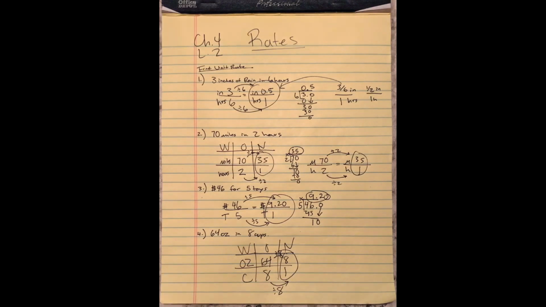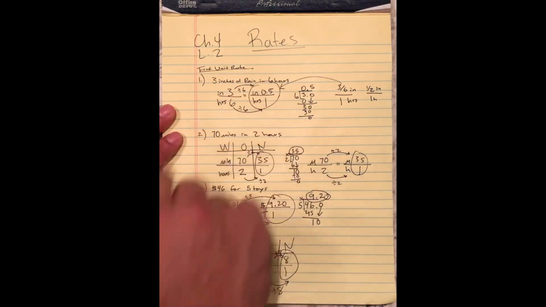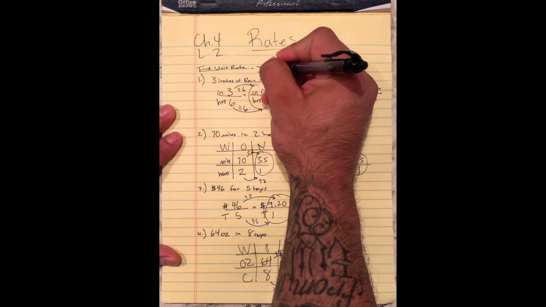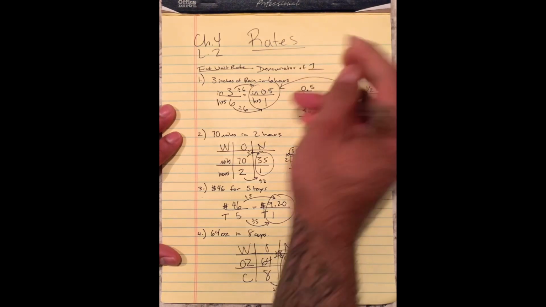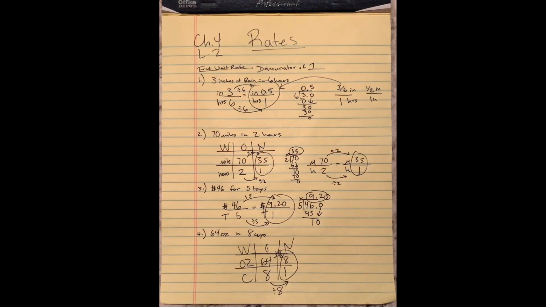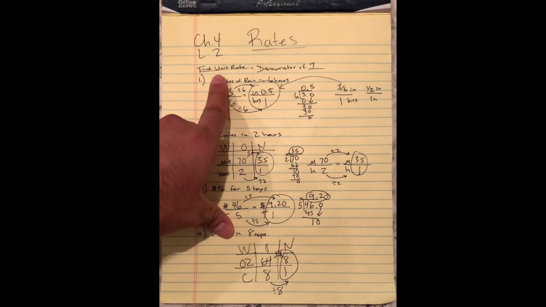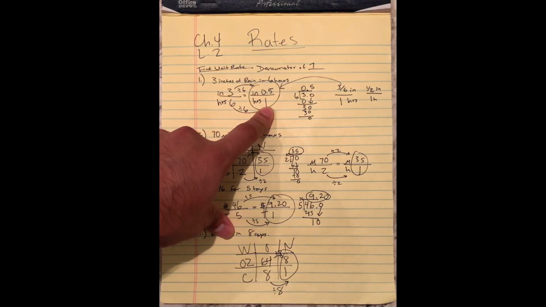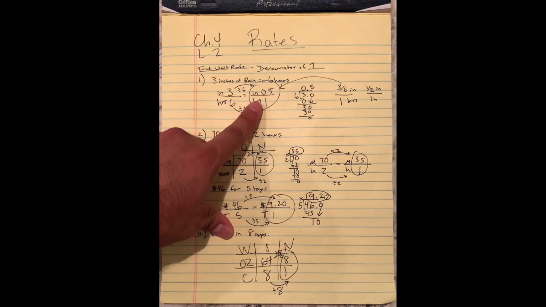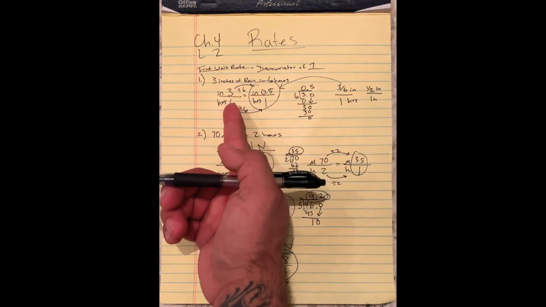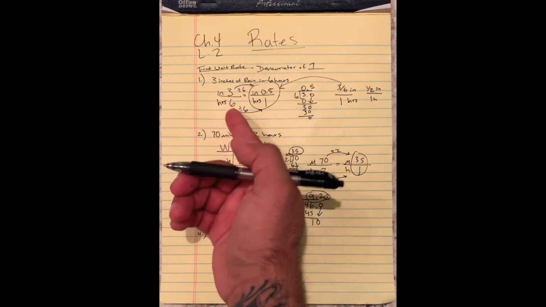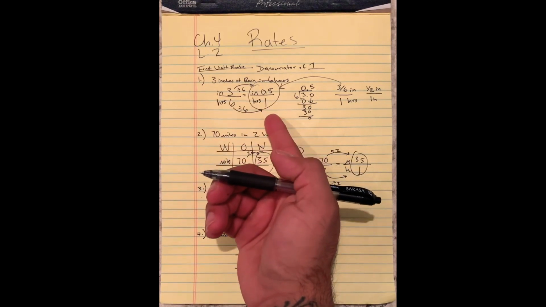And that's rates, guys. That's rates, and then we found the unit rate. Denominator of 1. All right. Here are the regular rates. Whenever you find unit rate, you're finding pretty much like here, the rate was 3 inches in 6 hours. Finding the unit rate for that would be finding how many inches of rain in 1 hour.